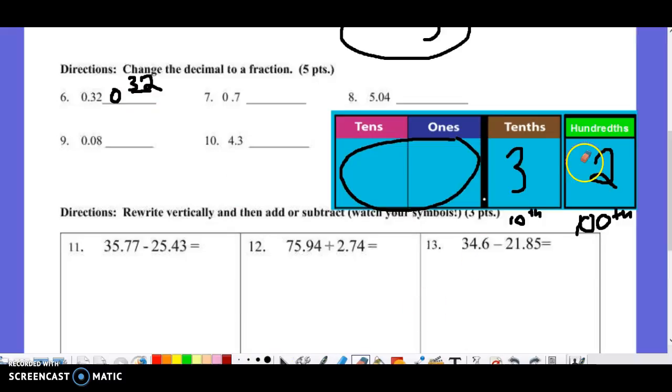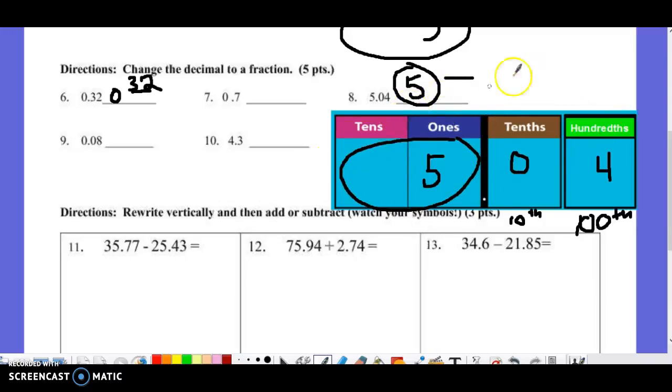Now, for the case of question number 8, that's a little bit different, because in that example, you actually do have a whole number. 5 is in the 1s, and then the 4 is in the hundredths. Make sure that you fill the tenths with a 0, and then rewrite it as a fraction. 5 is my whole number. What would be my numerator, and what would be my denominator? Remember, for fractions, the decimals must be tenth or hundredths. Go ahead and make sure that you have this chart copied down and answer questions 6 through 10.